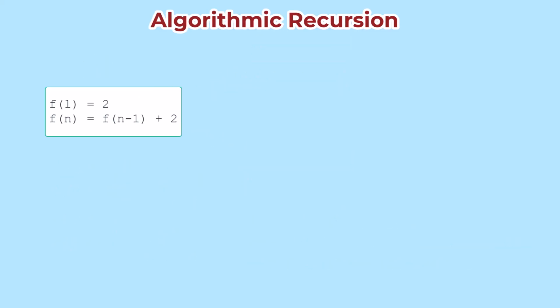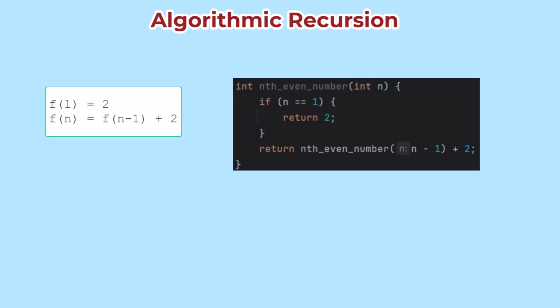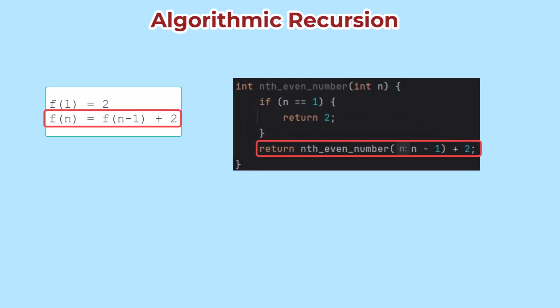We can take the idea of recursion and use it to design and build algorithms. For example, building on our math example, here's the code for computing the nth even number. The declaration shows that it is taking an integer parameter, that's specifying which even number we want, and that it's returning an integer, the nth even number. Looking at the code, here's the base case, and here's the recursive case.